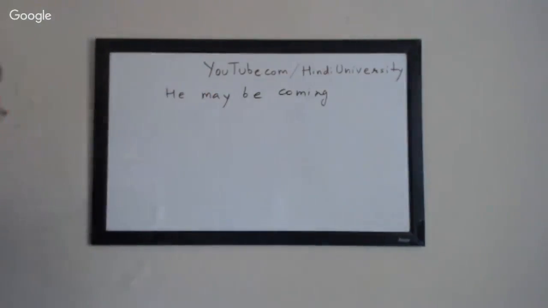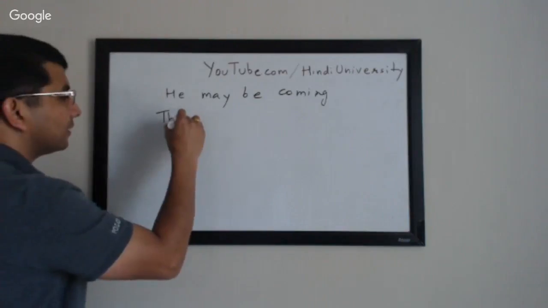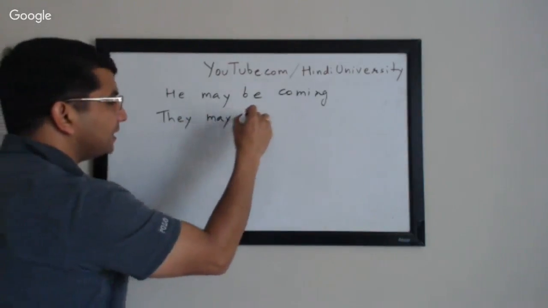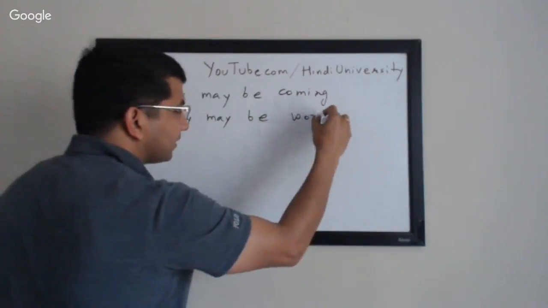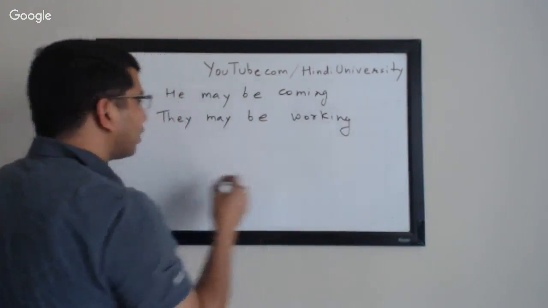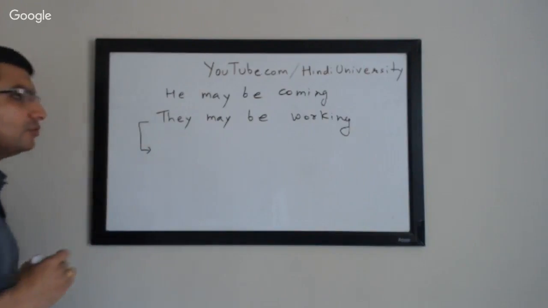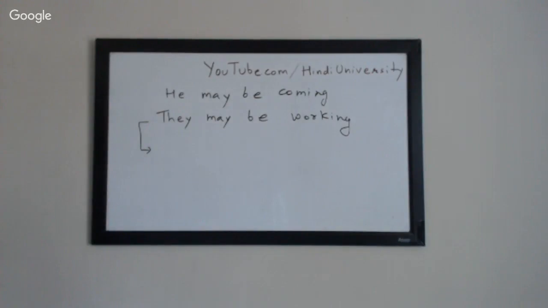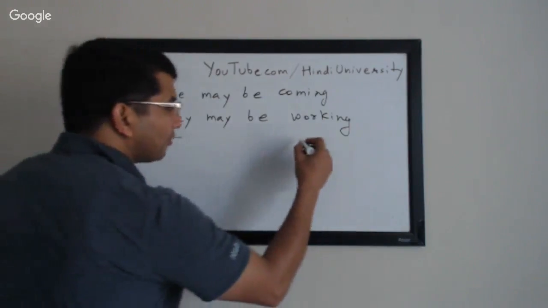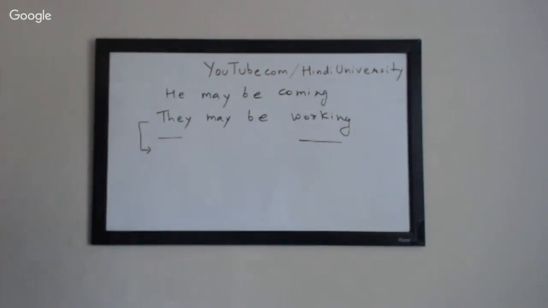Another example I wrote was: they may be working. Before I give an answer or tell you how to think about writing this in Hindi, I want to give you the opportunity. I know this is still early in the class, but I want you to give it a try, because you know some part of it. You know how to say they in Hindi, you know how to say to work in Hindi. I want to see your thought process, and where you make mistakes.